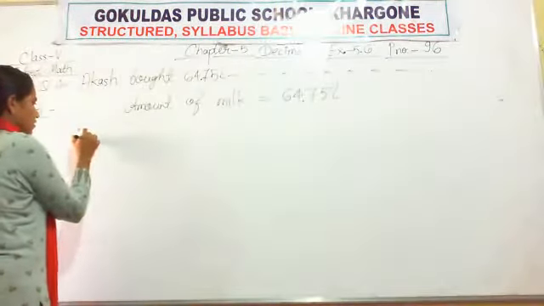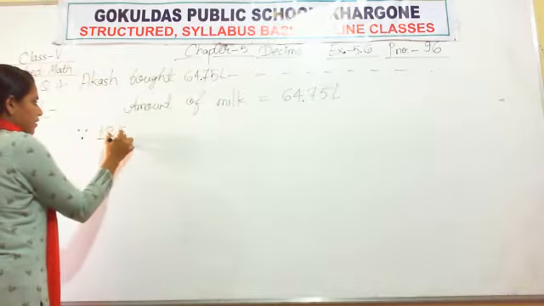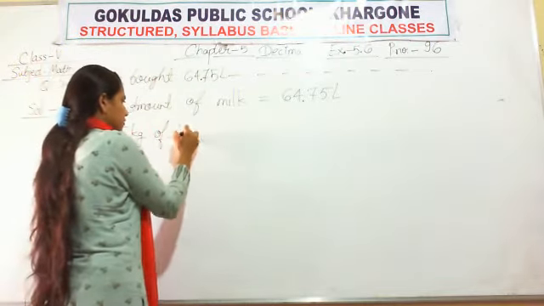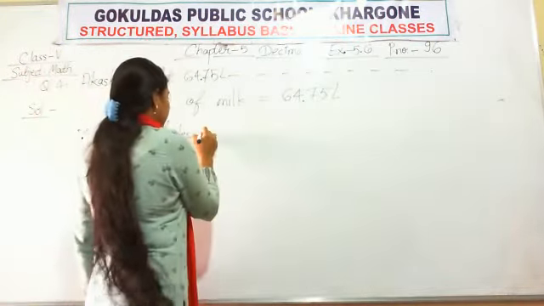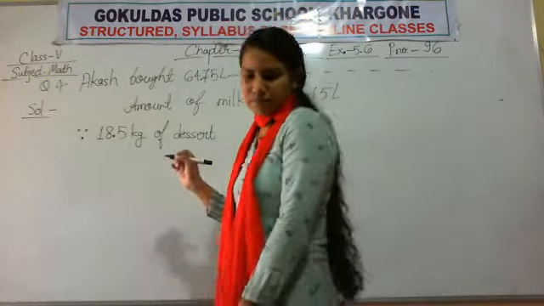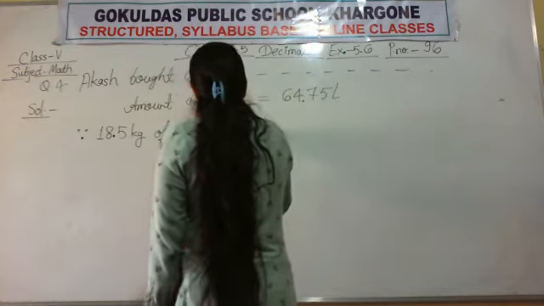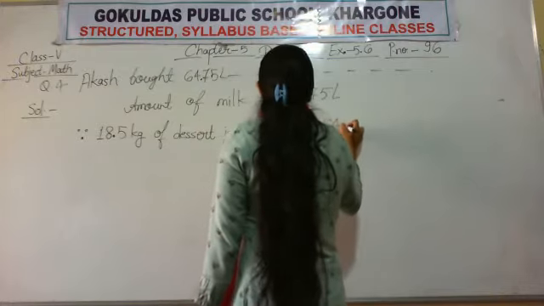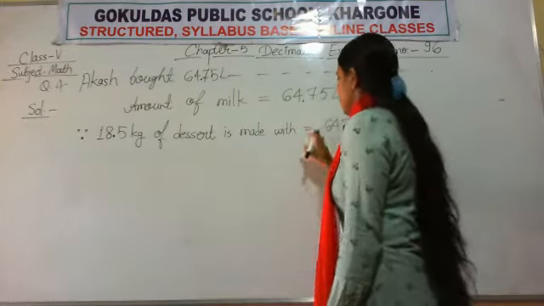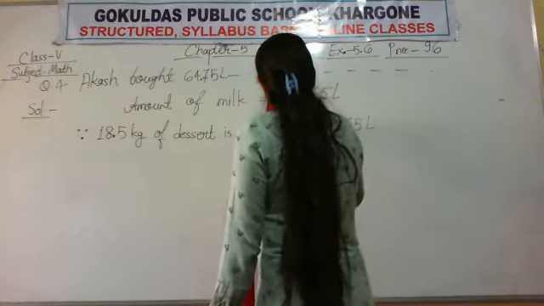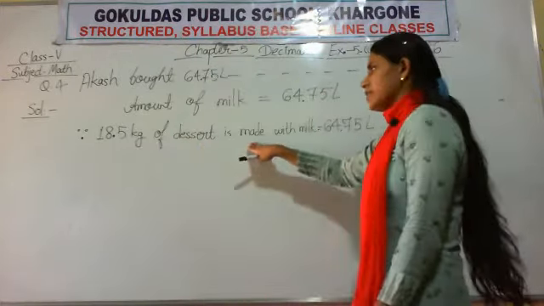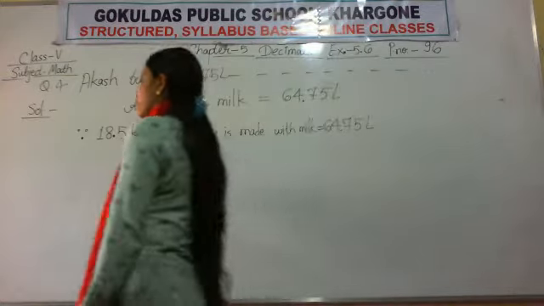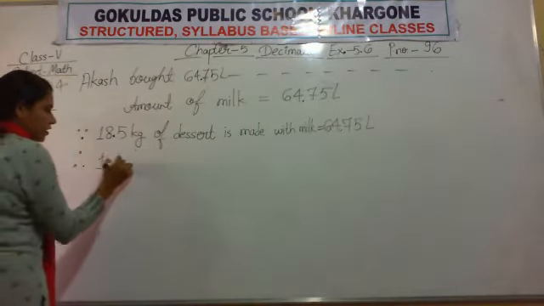Now since 18.5 kg of dessert is made with 64.75 liters of milk. 18.5 kg of dessert is made with milk equal to 64.75 liters of milk. Therefore, we want to find for 1 kg of dessert, right?